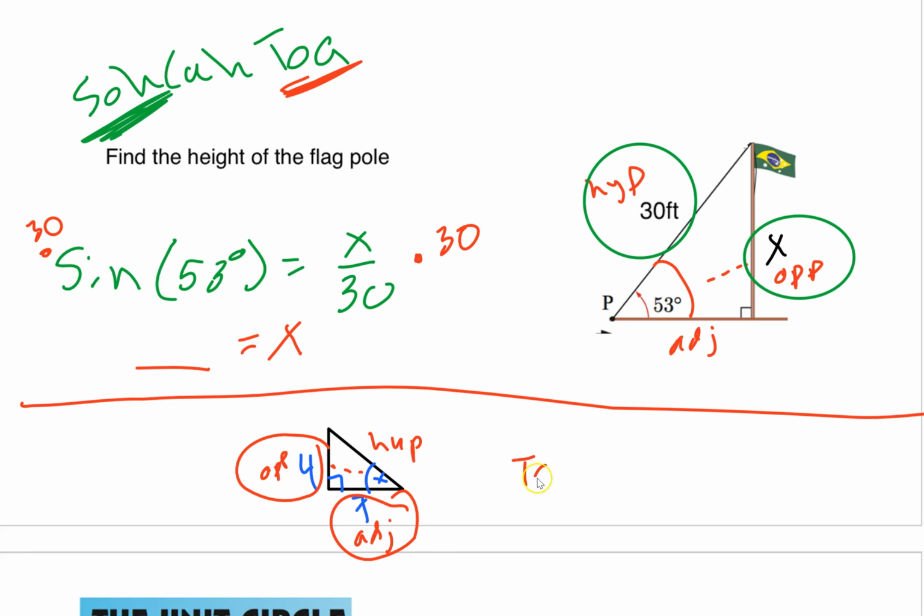So we're going to go tan of my angle. It always has to be tan of something. You never have sine, cosine, or tan by themselves. It's always tan or cosine of something. And then opposite over adjacent, so 4 over 7.